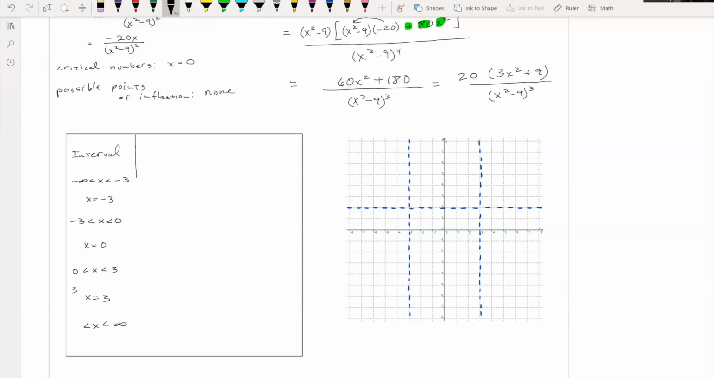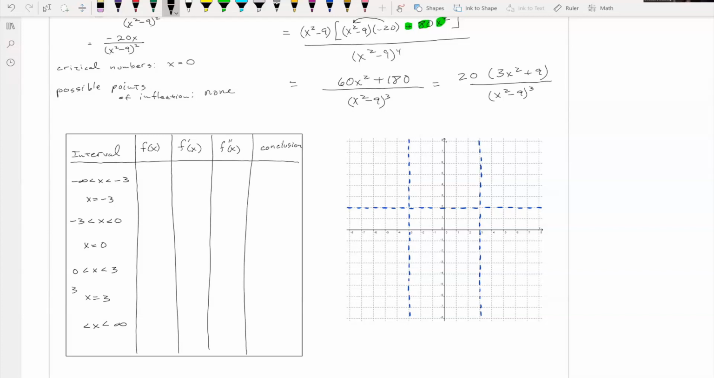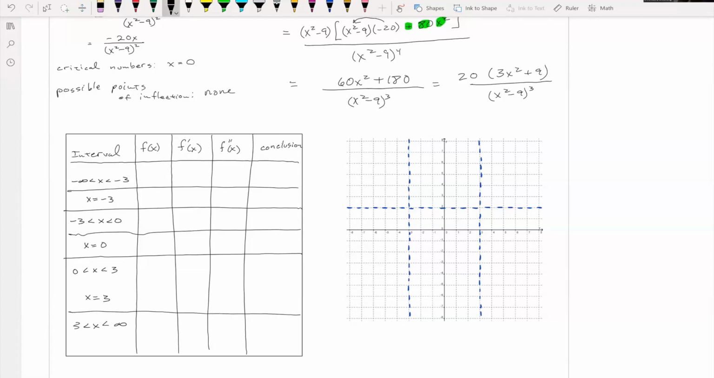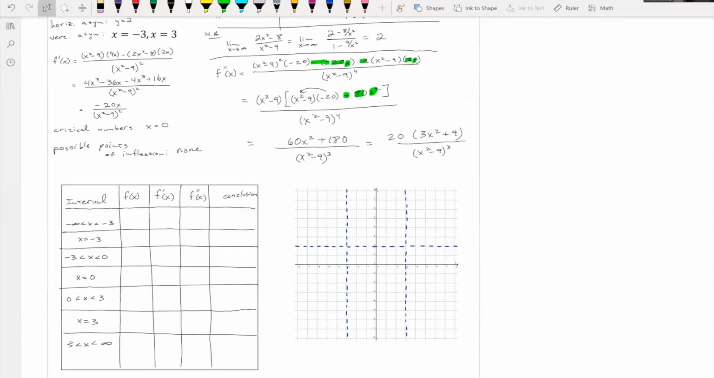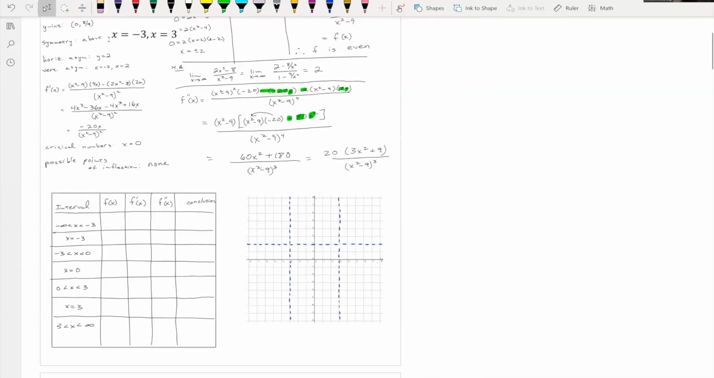And so we're going to look at f of x for some of these, f prime of x for some of them, f double prime of x for some of them, and then we're going to write up a conclusion. Once we have this table set up, we'll be ready to finally graph this thing. The way we're going to fill in this table is very similar to the other tables we've done. We're going to take a value in the interval and plug it into f prime and f double prime.